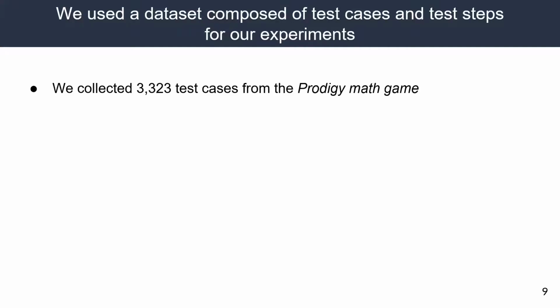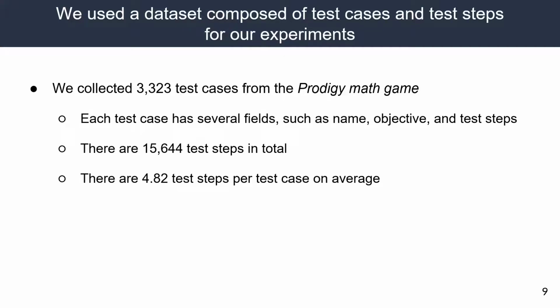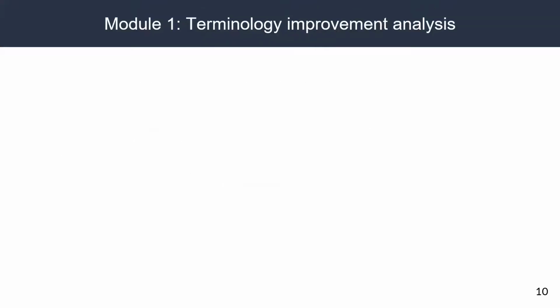The dataset that we used for this work is composed of the test cases and steps from the Prodigy math game. We collected more than 3,000 test cases, and each test case has several fields, as I mentioned before, such as the name, objective, and one or more steps. In total, we have more than 15,000 steps, and on average, there are 4.82 steps per test case.